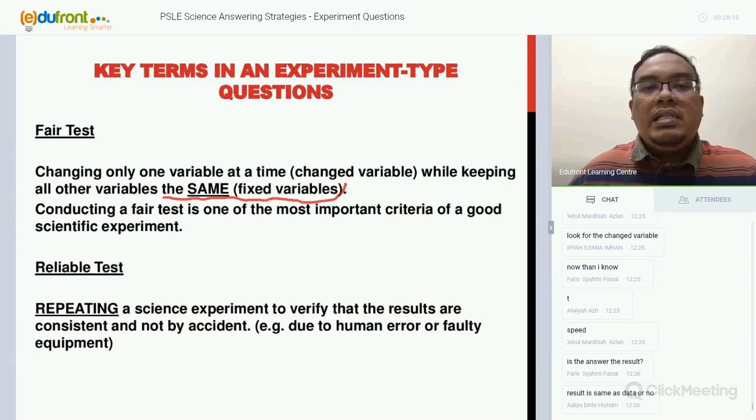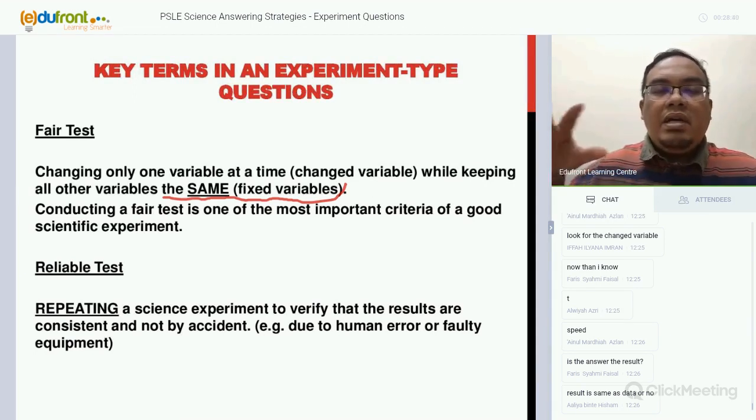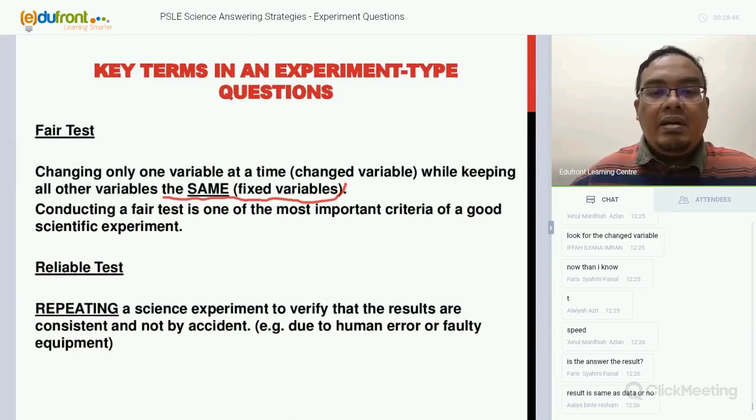Let's take an example, the PSLE. In the PSLE, you need to ensure that everybody takes the same exam paper. Everybody, the only change variable is the students, right? And the PSLE paper should be the same. Otherwise it's not a fair test, right? Imagine if in the PSLE you have different schools having different sets of paper. It will not be a fair test for everybody, right?